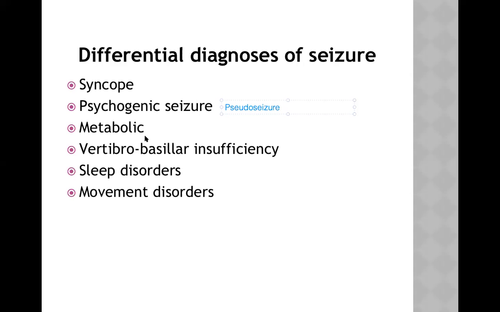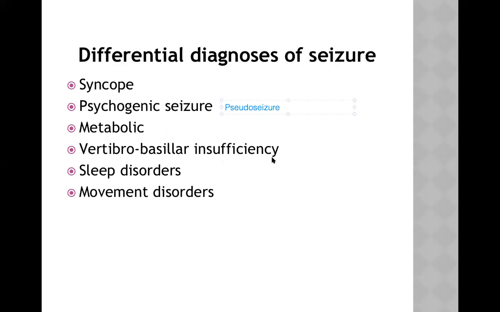Metabolic conditions can be a differential diagnosis of seizure disorder. One of the important examples I can take here is hypoglycemia, hyponatremia or hypernatremia, renal failure, and hepatic failure. All of these can be listed under metabolic disorders.